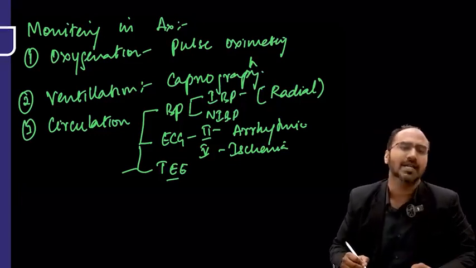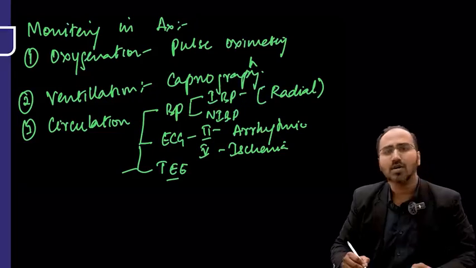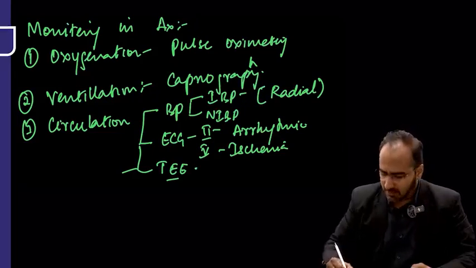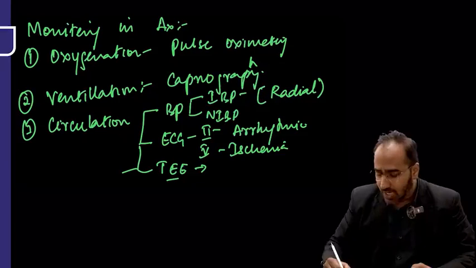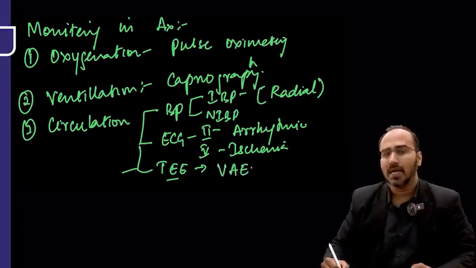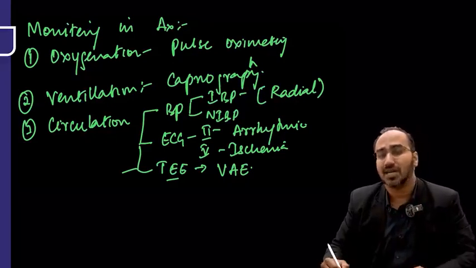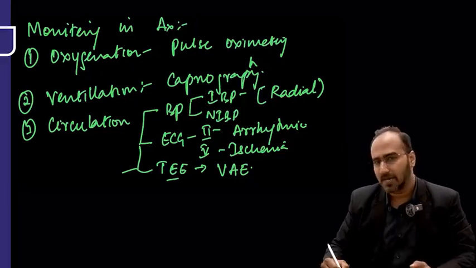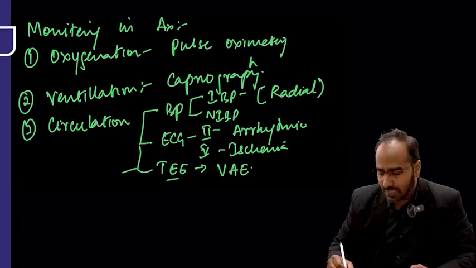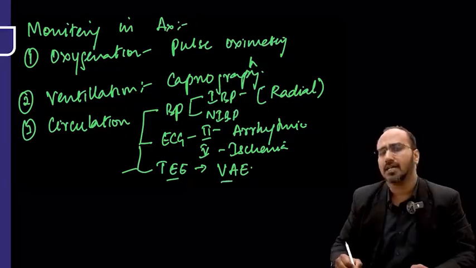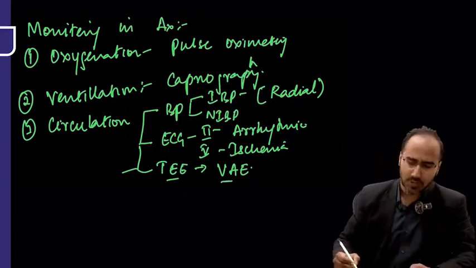It is commonly done for a person who undergoes a major surgery, or where you are suspecting venous air embolism. Air being introduced into the systemic circulation is called venous air embolism, where you see a windmill murmur. So for venous air embolism, the best investigation that needs to be done is transesophageal echocardiography.